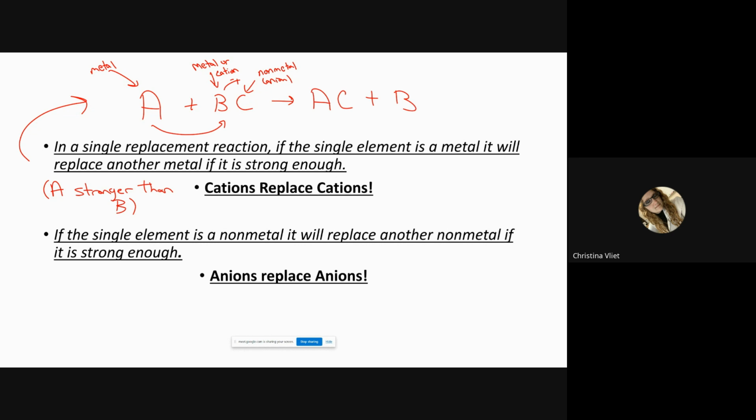Another way to understand it is that something that will become a cation in a compound will replace another cation in a compound if it is strong enough to do so. That's a big if, and that's what the paper I passed out is to reconcile. How do we know if a metal is going to be stronger than another metal and replace it?